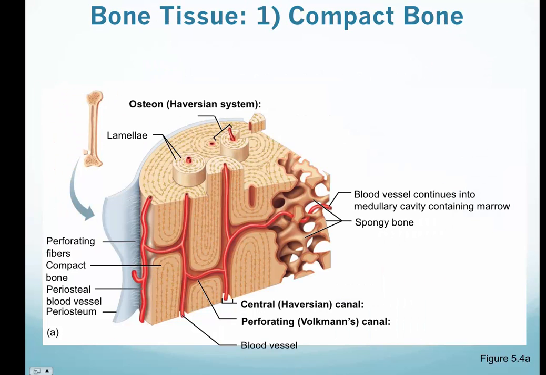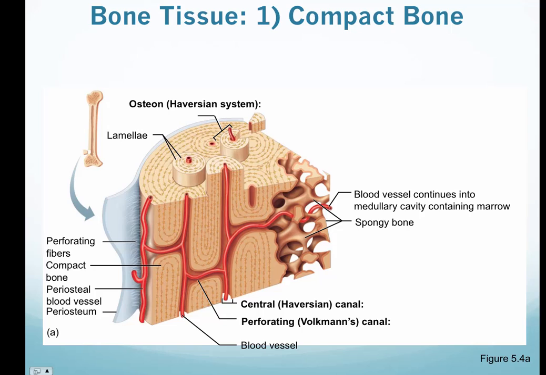Okay. For the next couple of slides, we're going to look at the anatomy and structure of compact bone. Then we're going to delve into the spongy bone. Looking at this compact bone, you're going to notice a couple of things. Even though it is homogeneous tissue, it is composed of all these structures we're going to see here.